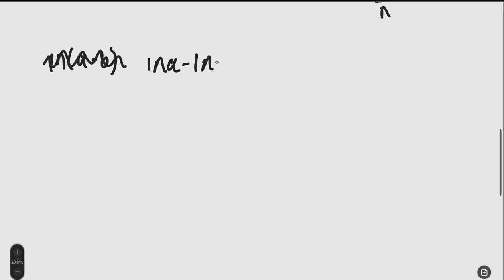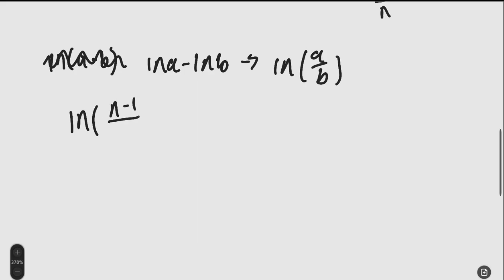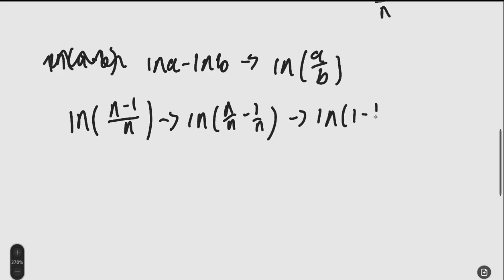So we also have our log rules. For ln a minus ln b, it's essentially just going to be ln of a over b. So the ln terms are just going to become ln of n minus 1 all over n. And we can change the fraction, just make it a little bit nicer. This is going to be ln of n over n minus 1 over n, or just ln of 1 minus 1 over n.